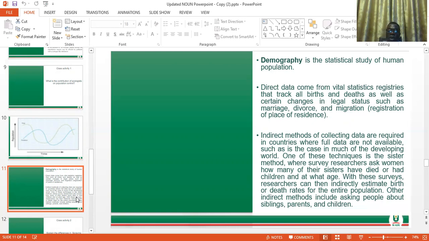Then we talked about the indirect methods of collecting data, where vital records are not available. In such cases, one of these techniques is what they call the sisterhood method, where survey researchers ask women how many of their sisters have died or had children, and at what age. This survey research can then indirectly estimate birth or death rates of the entire population. Other indirect methods include asking people about siblings, parents, and also children. So that was what we did in week 6, and we move on.